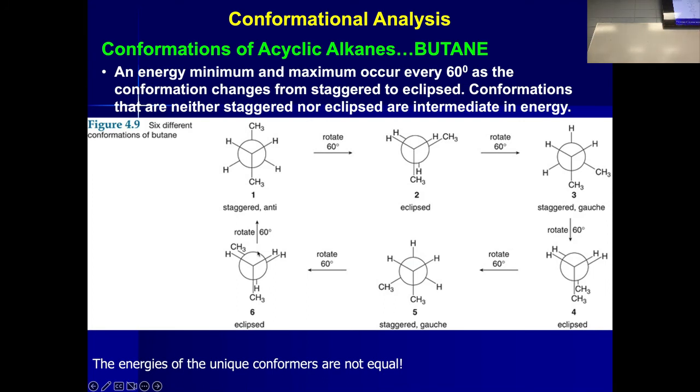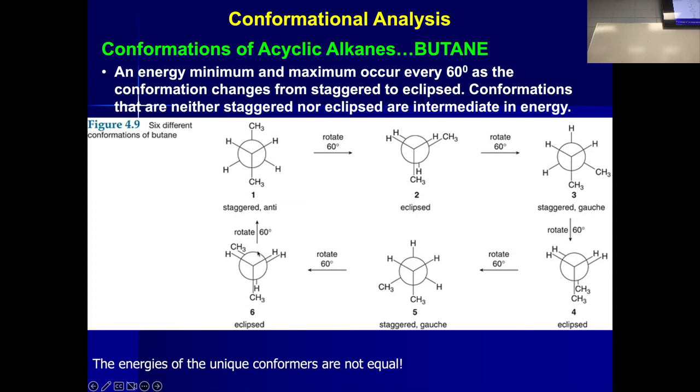So look at this structure. This is what I've got right now. This is the front carbon with the methyl group going down. This back carbon with the methyl group going up, that's what I've got. And they're going to rotate around this bond by 60 degrees. Which carbon are they actually moving? The front carbon or the back carbon? They're moving the back carbon, right? And they're moving it by 60 degrees.